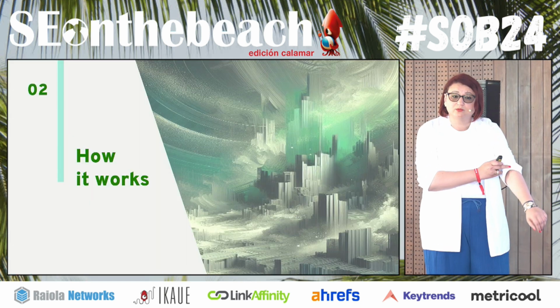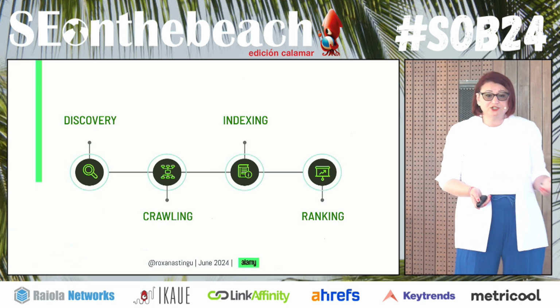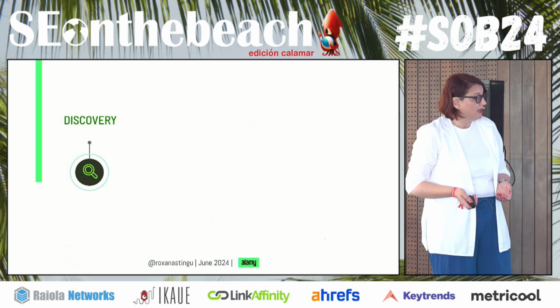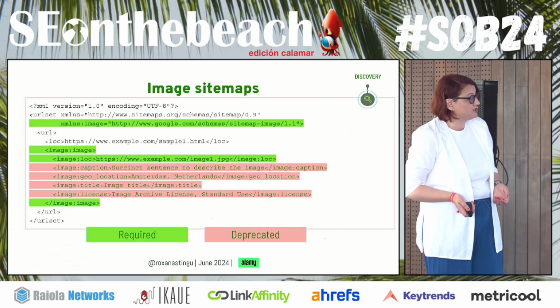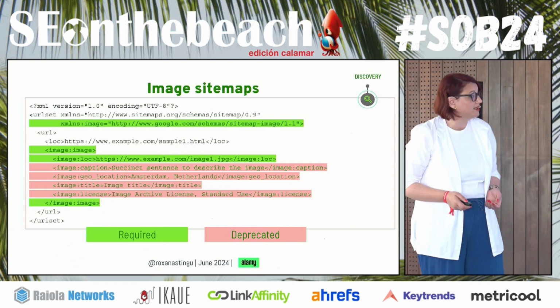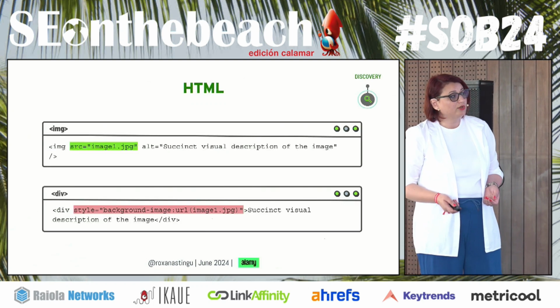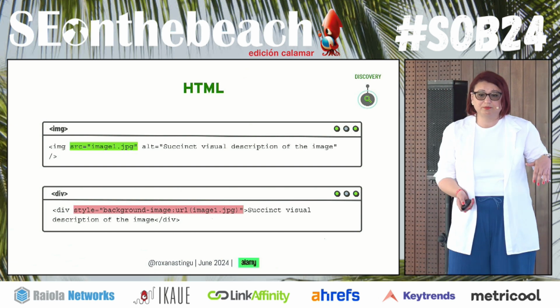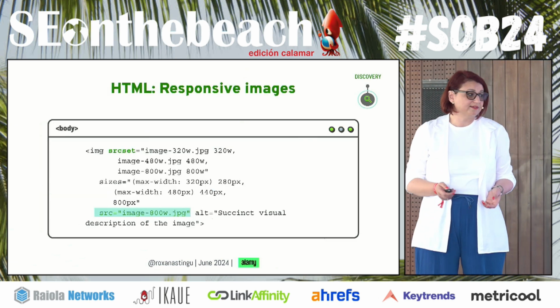So then how does it work? And I like to look at it from a search engine's point of view. So we're going to cover these steps. And of course, in order to discover images, the best thing you can do is add them to your sitemaps. You already know that. You need to make sure your images are available in your HTML as part of an image tag and not as background or CSS, or they won't get discovered.